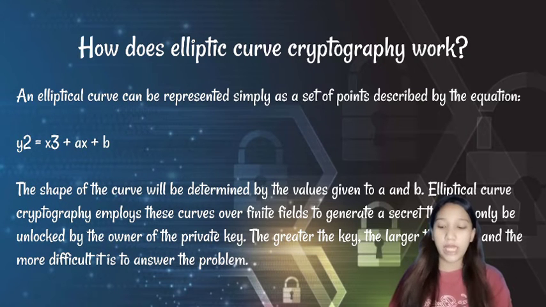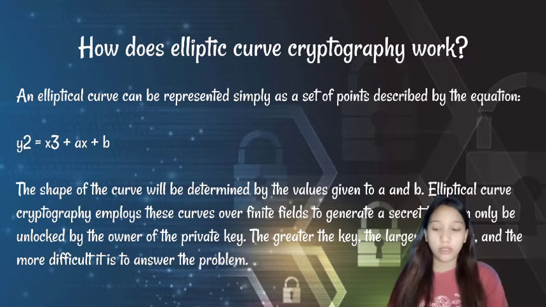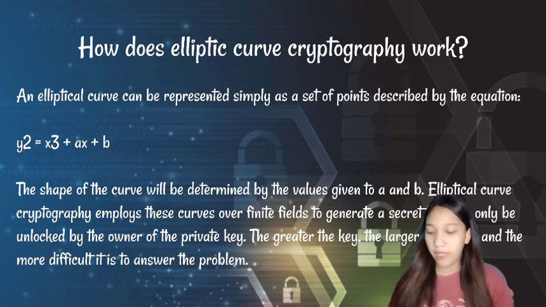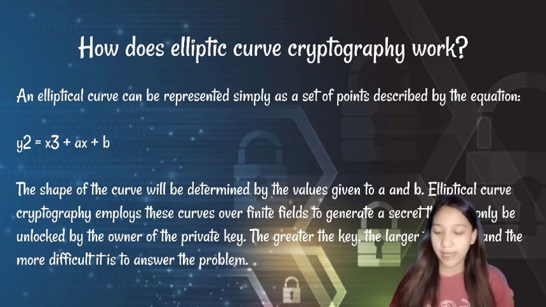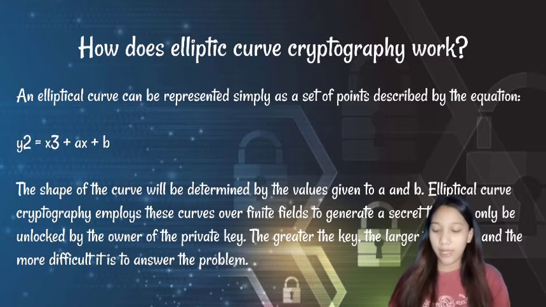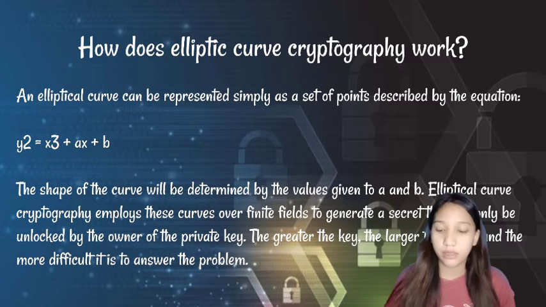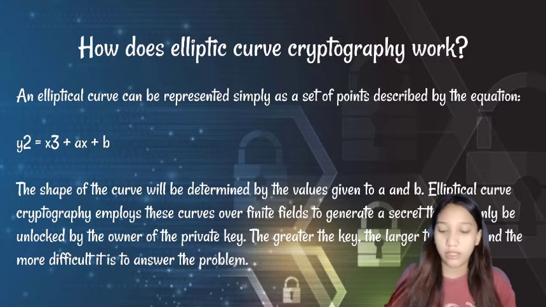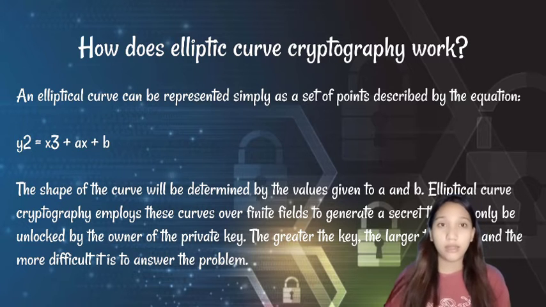So how does elliptic curve cryptography work? An elliptic curve can be presented, simplified, as a set of points described by the equation y^2 = x^3 + ax + b. The shape of the curve will be determined by the values given to a and b. Elliptic curve cryptography employs these curves over finite fields to generate a secret that can only be unlocked by the owner of the private key.